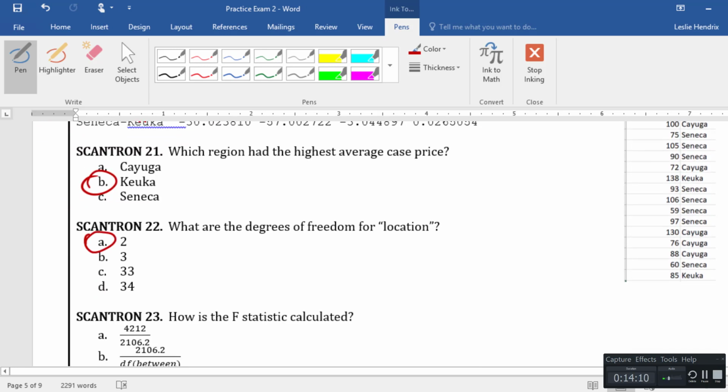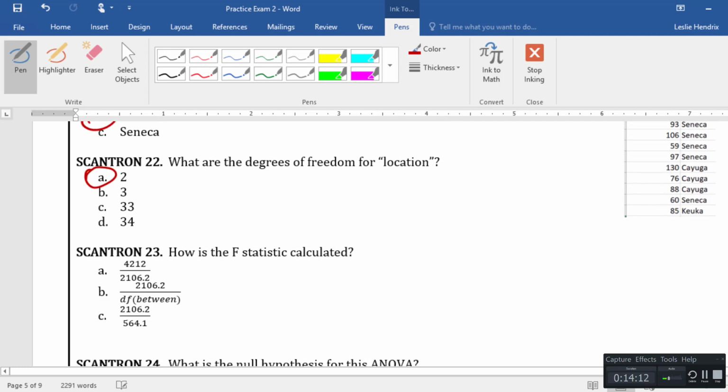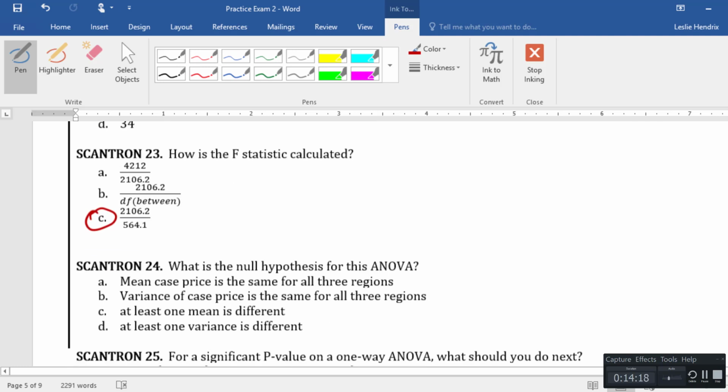Also remember that your mean square is your sum square divided by its degrees of freedom, and that your F value is the ratio of the 2 mean squares, the mean squared between divided by the mean squared within. So the next question is, how is the F statistic calculated? Well, I just talked about that. That's our mean squared for between divided by our mean squared within. All right, so know how those numbers are calculated.